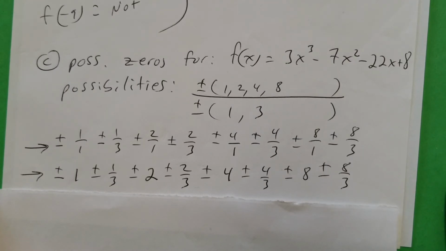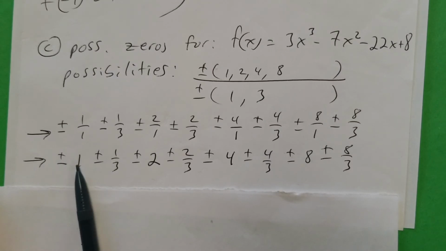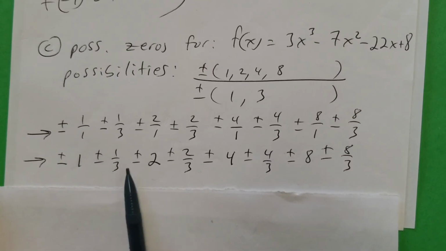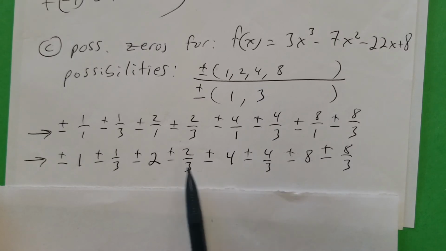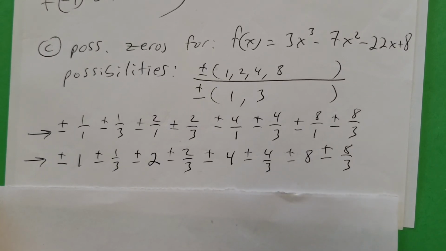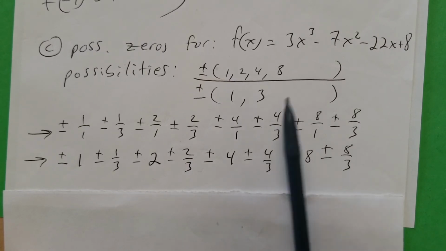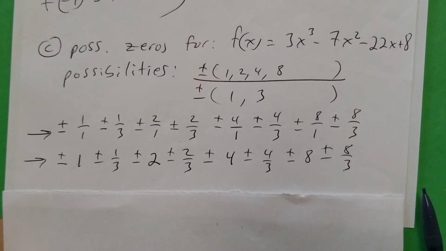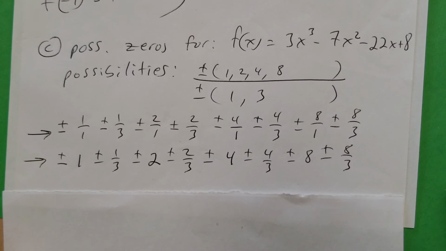A lot, huh? Now keep in mind, it's more than you see because it's positive 1, negative 1, positive 1/3, negative 1/3, positive 2, negative 2, positive 2/3, negative, etc., etc. So it's 1, 2, 3, 4, 5, 6, 7, 8, 16 possibilities. Sounds out of control, right? Well, think about it. How else can you find zeros for a really long, imagine this is even longer, polynomial? At least we can narrow it down to possibilities.